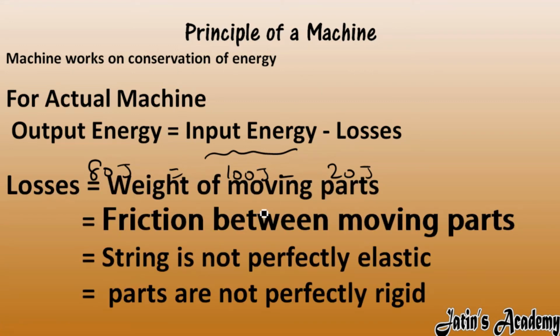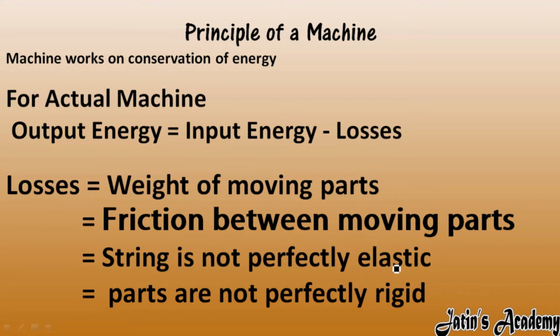Among the losses, we have the weight of the moving part. We neglect the weight of the moving part in the ideal machine, but in the actual machine we have to consider it. In the ideal machine, we neglect the friction between the moving parts, but in an actual machine, friction is there between the moving parts. Next, the string is not perfectly elastic. In an ideal machine, the string is perfectly elastic, and in an actual machine, it is not.